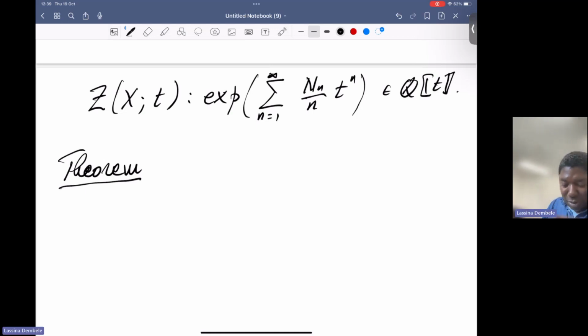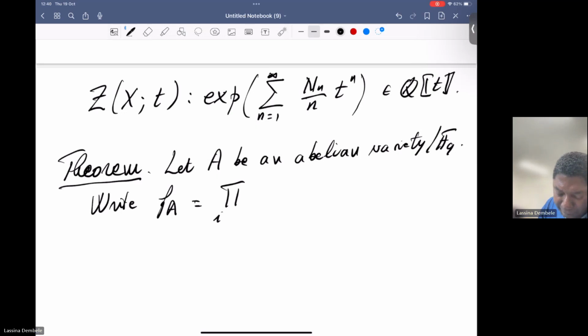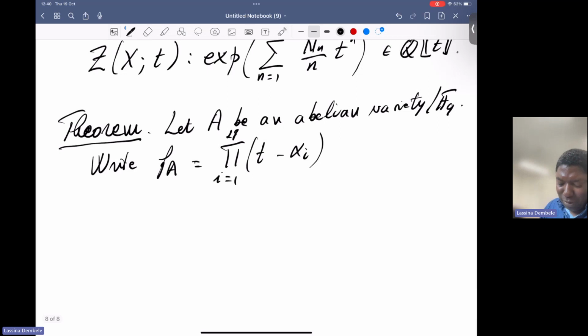So we keep the notation above. Let A be an Abelian variety over F_q. And then we are going to write the characteristic polynomial as a product, i going from 1 to 2g, of t minus alpha_i. So basically, all these are the roots of the polynomial. And writing the polynomial this way means that we are counting the roots with multiplicity.